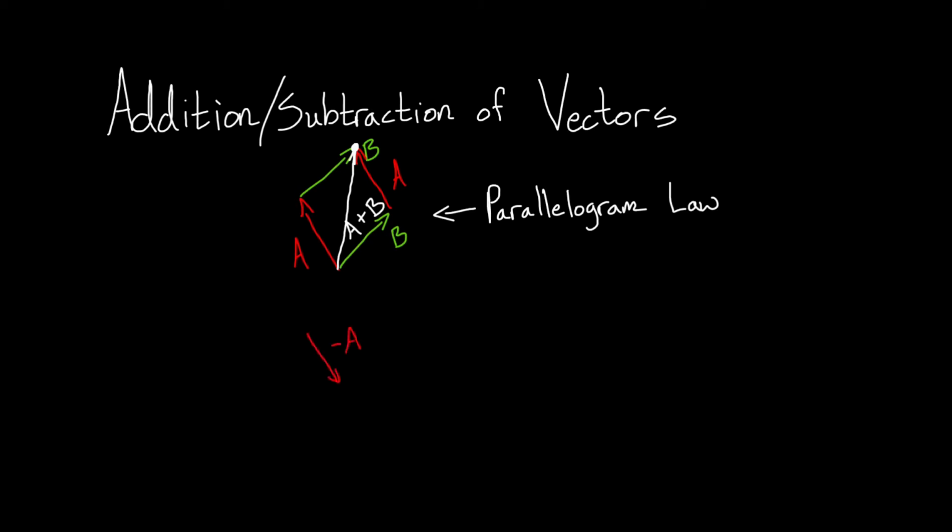Addition is also commutative for vectors, just like numbers, meaning the order doesn't matter as long as any negatives or subtraction signs stay with their vector, so a minus b is the same as negative b plus a.